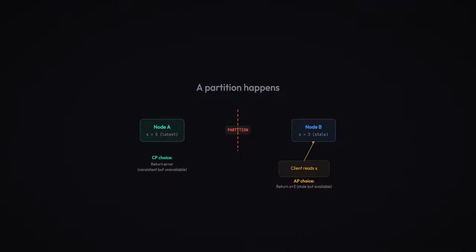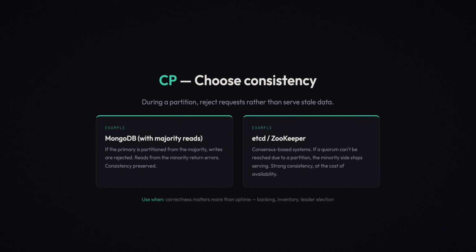What do you do? The CP choice. Node B knows it might be behind, so it returns an error. Sorry, I can't serve this right now. Consistent, but the client is unhappy. The AP choice. Node B returns x equals 3. It's stale, but the client got a response. Available, but the data might be wrong. Neither answer is great. That's the trade-off. That's CAP.